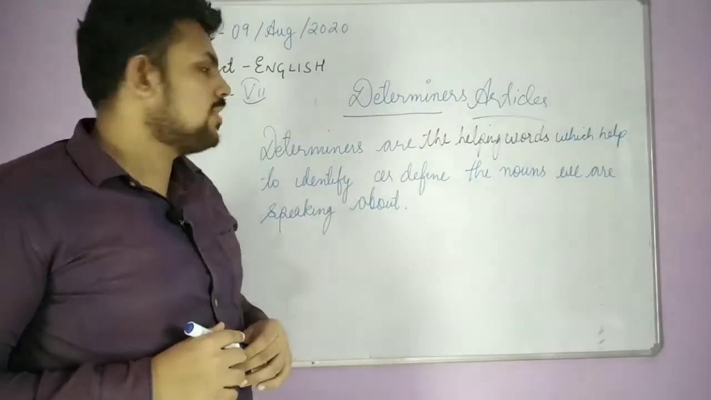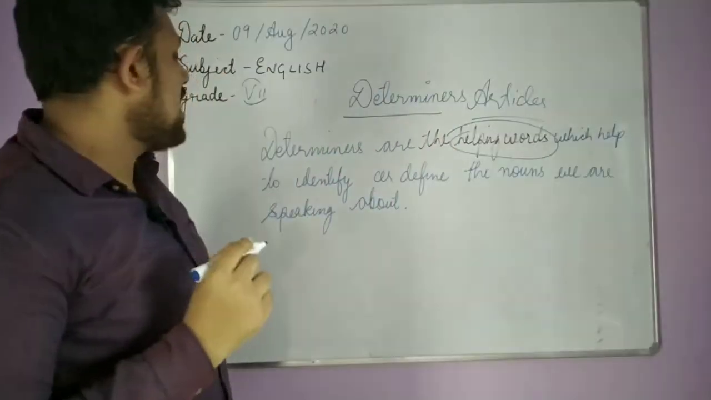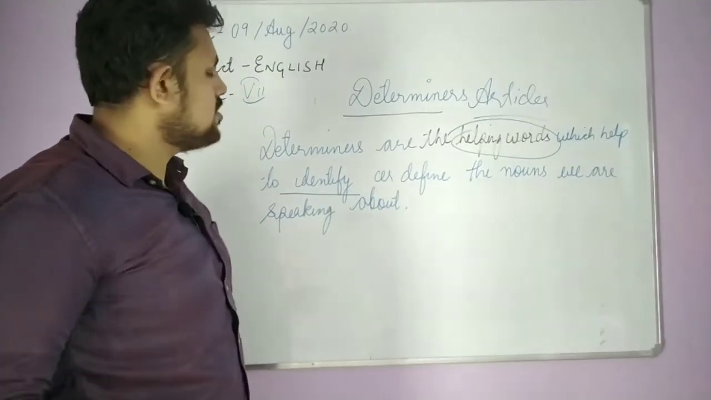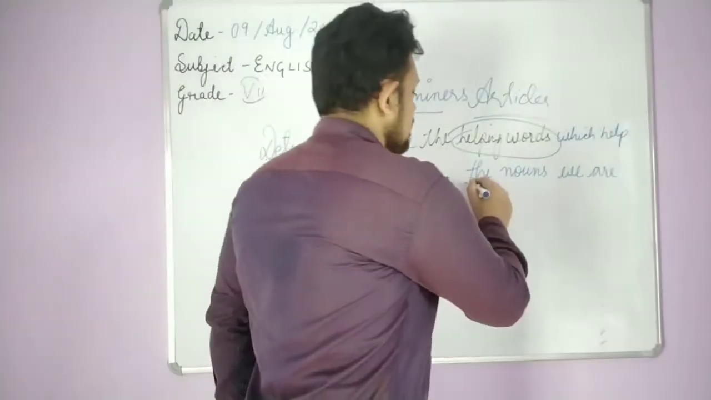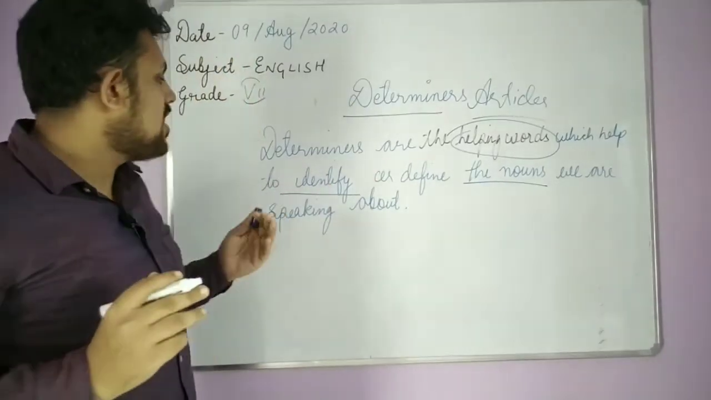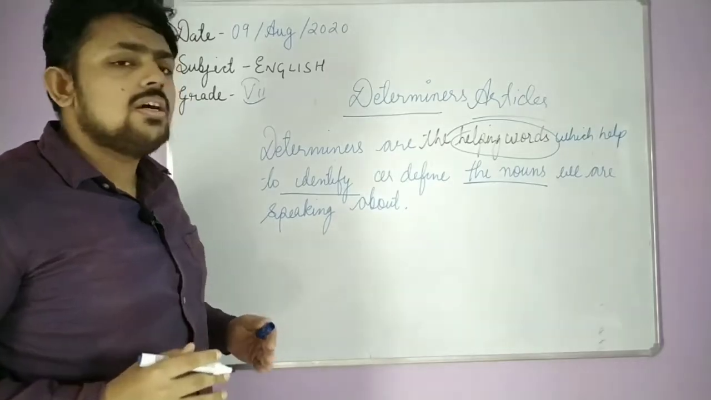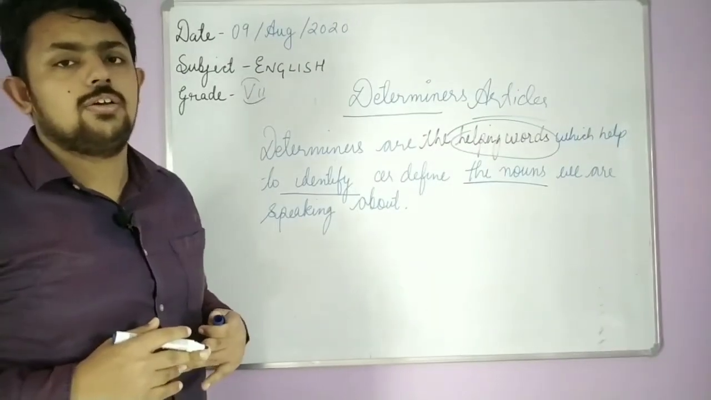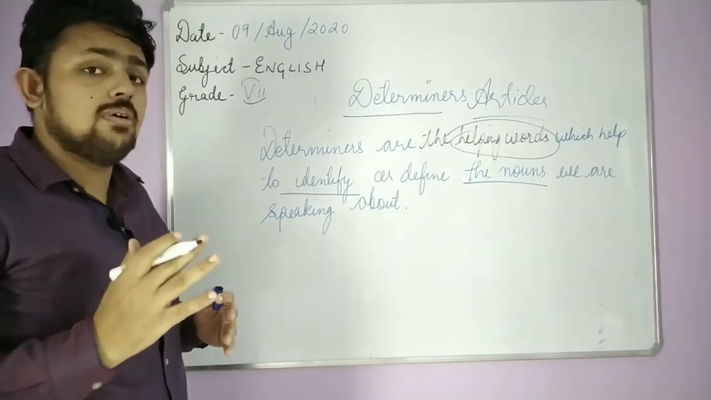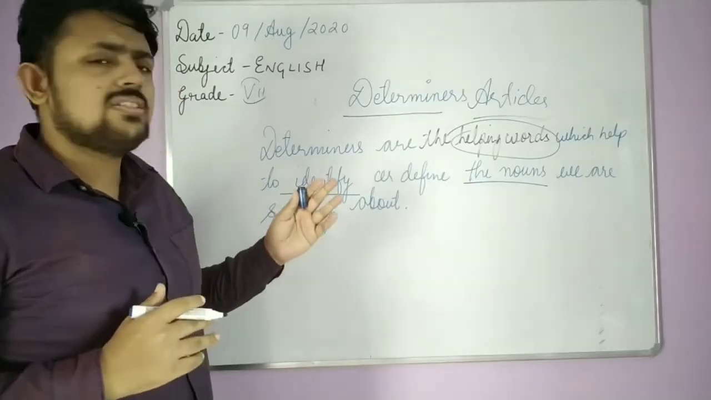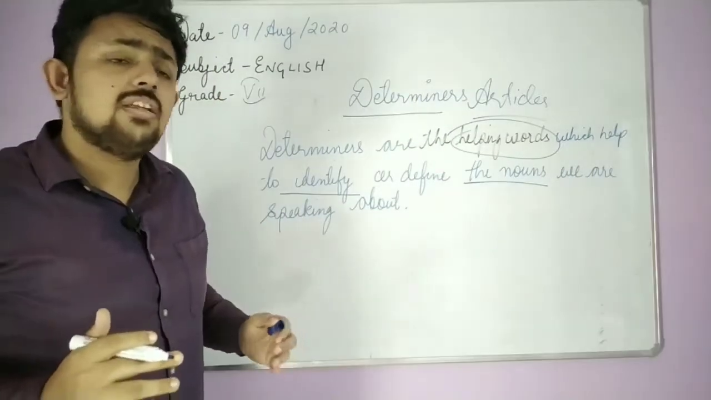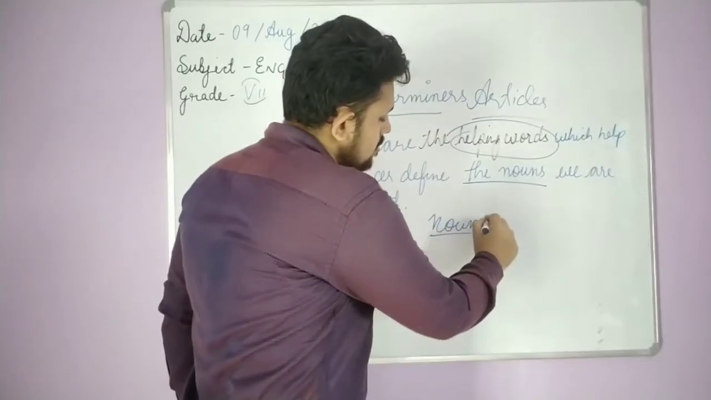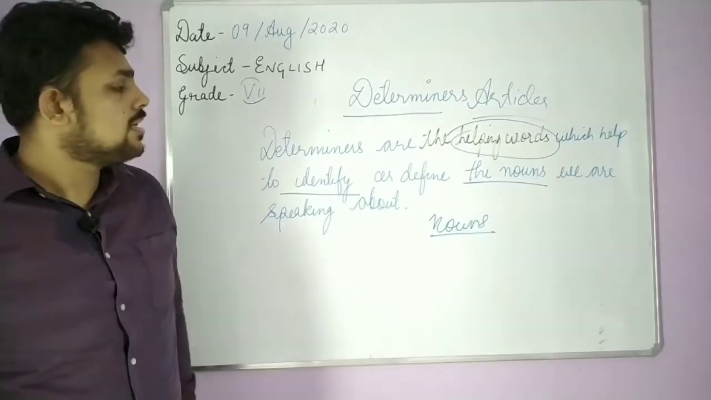Determiners are the helping words which help to identify or define the nouns we are speaking about. We have already done some grammar topics which work in this way, but see, determiners are the helping words which define the nouns. How so? Often they come before the nouns and add some information to the nouns.